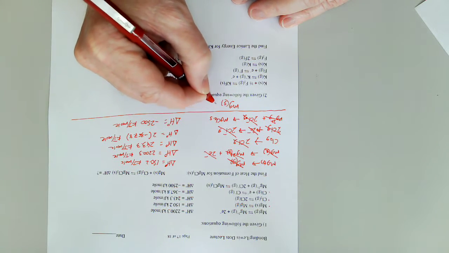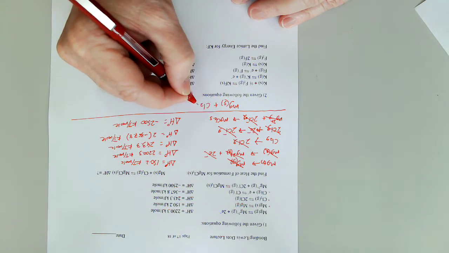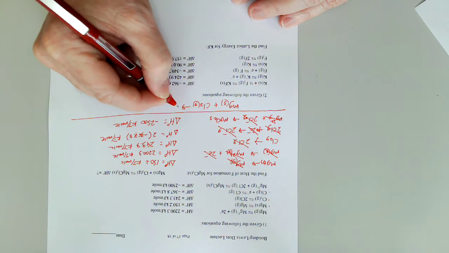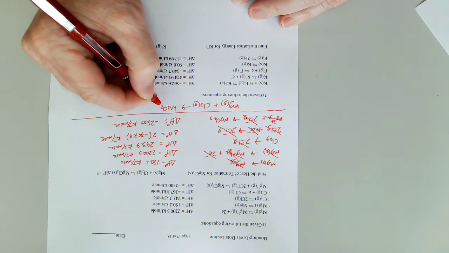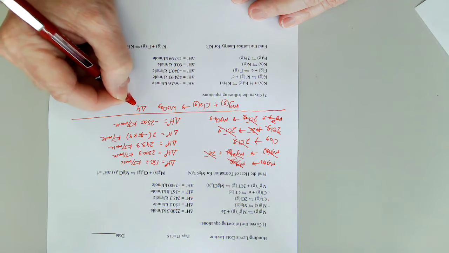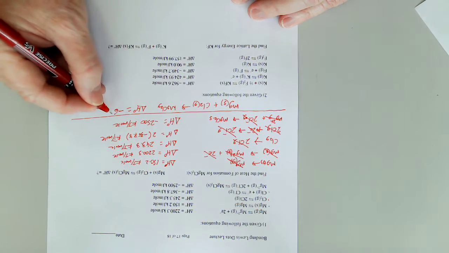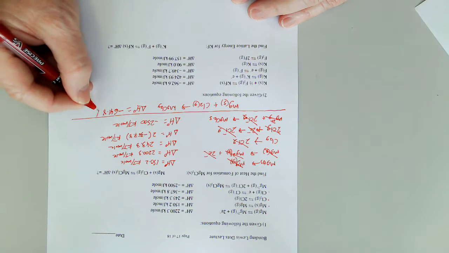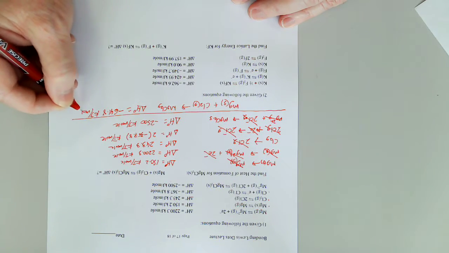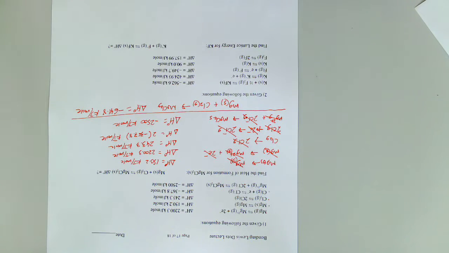Mg solid plus Cl2 gas yields MgCl2 solid, and when I add this all up, do the arithmetic, I get negative 641.8 kilojoules per mole, which is close enough in agreement with the tabulated values that I'm happy with that, because again, this is an approximation. Okay.